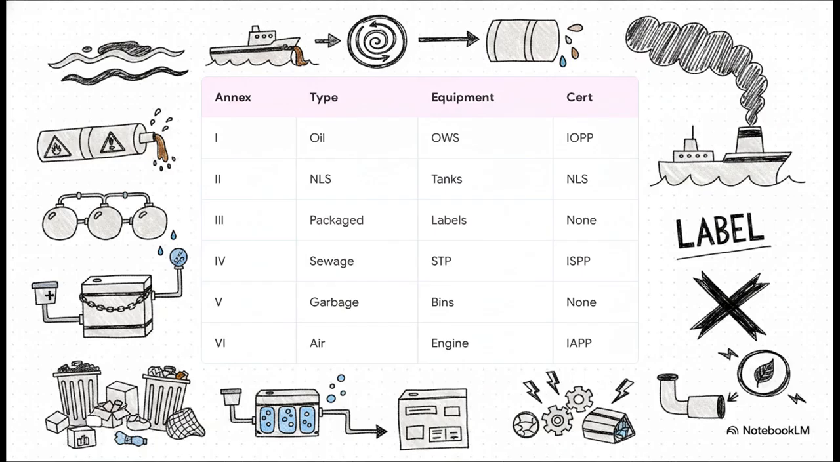Annex II is noxious liquid substances. Annex III is harmful substances in packaged form. Annex IV is sewage. Annex V is garbage. And Annex VI is air pollution. Notice how the key shipboard equipment is paired right here alongside them, like the oily water separator for Annex I, along with mandatory certificates like the IOPP and ISP. Getting this matrix down cold is the absolute foundation of your maritime career.